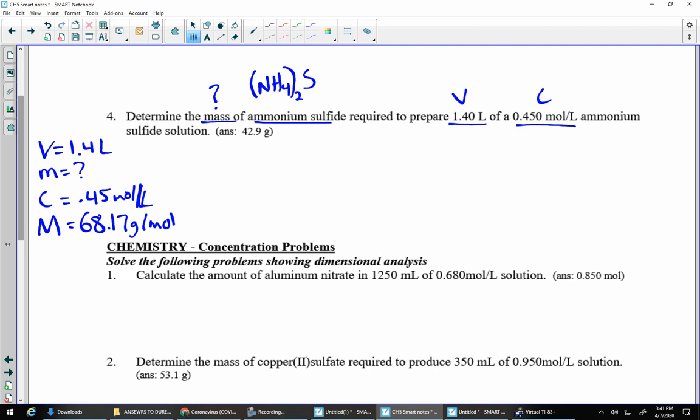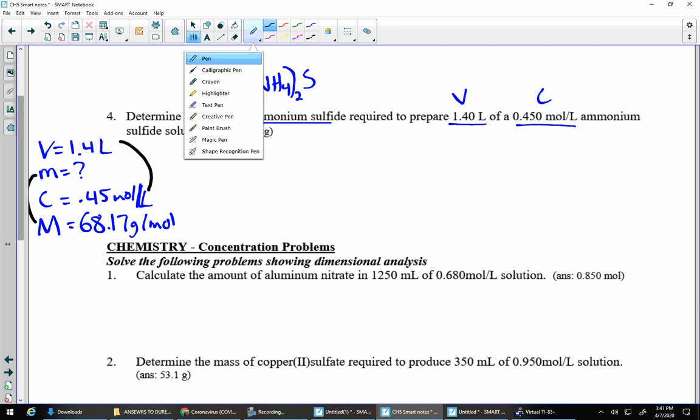So anyways, as I go through and check this out, I'm looking for mass. My conversion factor between mass and moles is molar mass, so I'm definitely going to need to use that at some point, but I don't have the moles yet. So I should probably use the conversion factor between liters, which I do have, and moles, which is concentration, moles per liter. Perfect. So those two kind of go together.